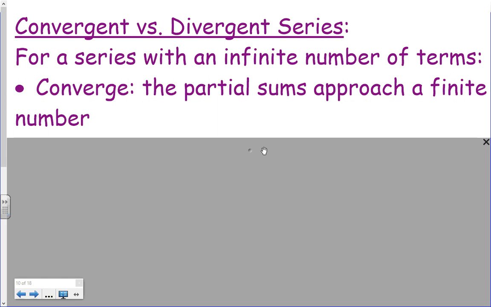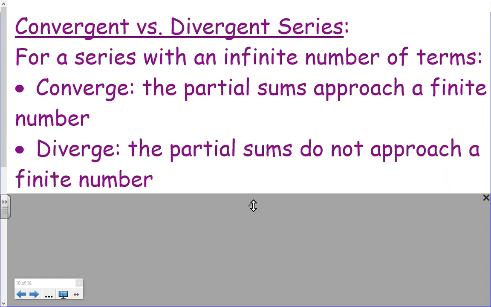When we use the word converge or a convergent series, we're saying that the partial sums of that series approach a finite number. So if you calculated the 100th partial sum, then the 1,000th partial sum, and then the 10,000th, and so forth, you'd find that you keep getting closer and closer to some given number, a finite number. That's what we mean when we say that the series is convergent.